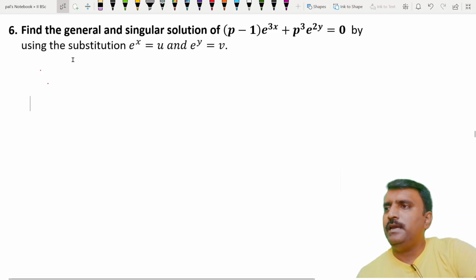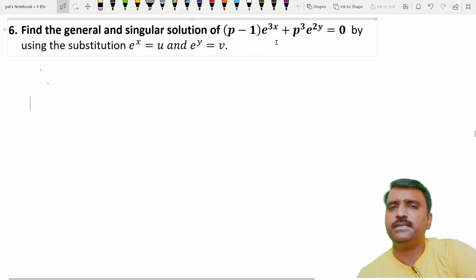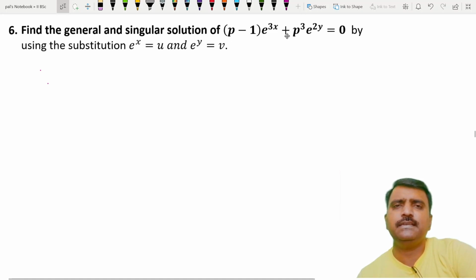Find the general and singular solution of this one: (p minus 1) e to the 3x plus p cube e to the 2y is equal to 0, by using the substitution e to the x is equal to u and e to the y is equal to v. If not, it is not possible to write this in Clairaut's form. Clearly this does not look like a Clairaut's equation. So with this substitution, or these transformations, we can easily reduce the equation into Clairaut's form.